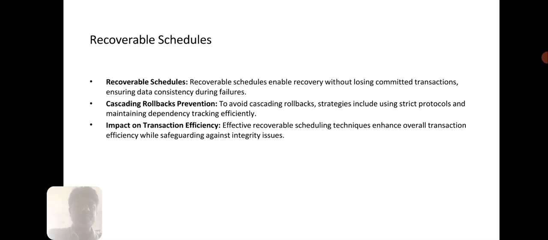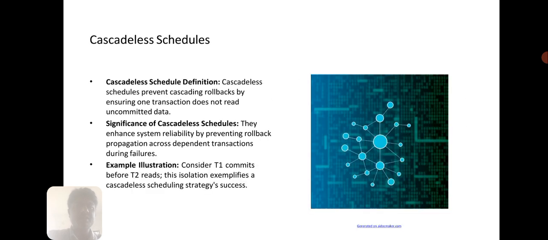Next, recoverable schedules, cascading rollback prevention, and impact on transaction efficiency. Recoverable schedules enable recovery without reading uncommitted transactions, ensuring data consistency during failure. Cascading rollback prevention means avoiding cascading rollbacks. The strategy includes using strict protocols and maintaining dependency tracking efficiently. On the impact on transaction efficiency, effective recoverable scheduling techniques enhance overall transaction efficiency while safeguarding against integrity issues.